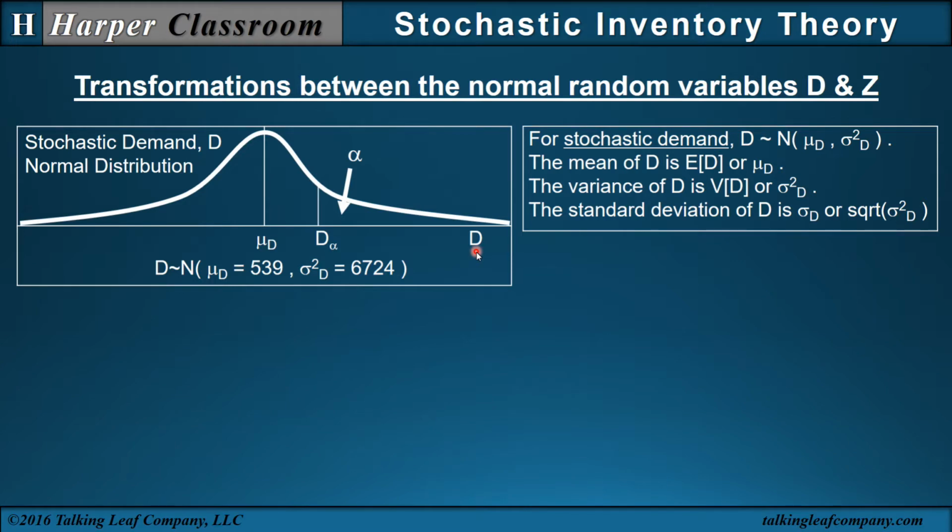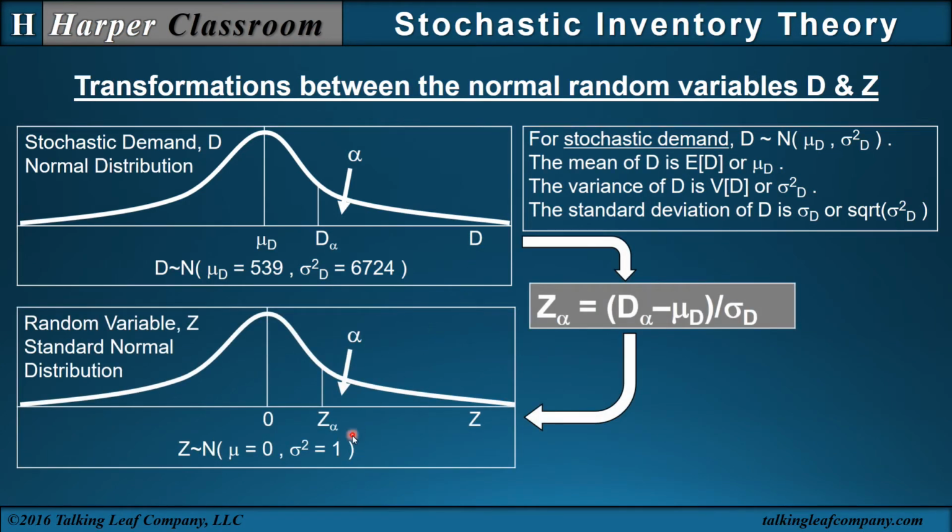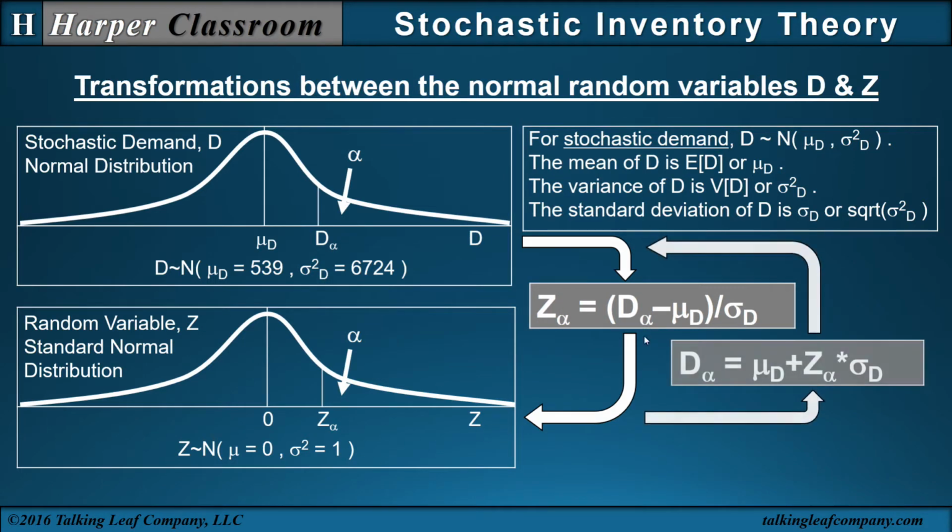Now, if I want to transform d to the standard normal z, I use this relationship. I subtract the mean from the demand random variate, which is the location parameter, and that relocates it to 0. I divide by the standard deviation, which is the scale parameter, and I scale the variance to a variance of 1. And so that's a transformation to the z random variable. So we've standardized it to a mean of 0 and a variance of 1. Now, if I want to transform back, I just solve this equation for d, and I have a transformation from z back to the d.